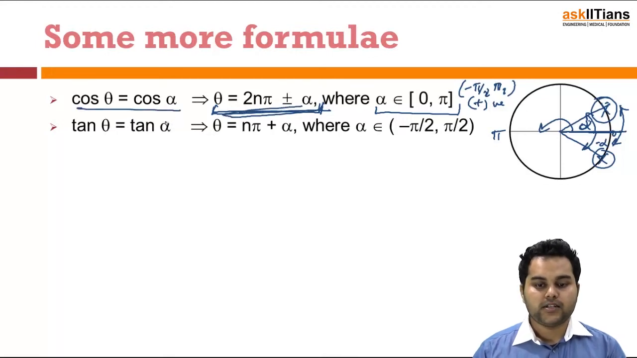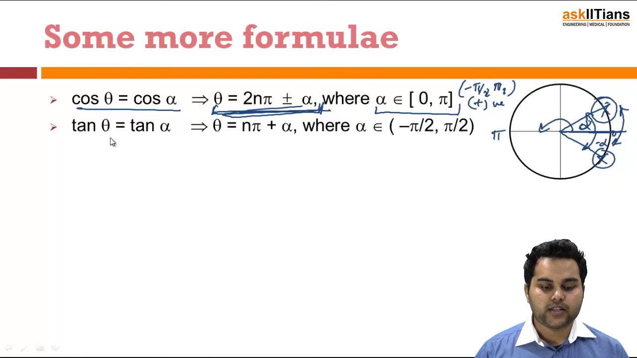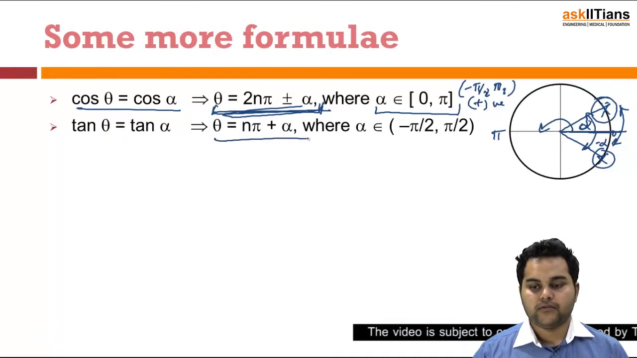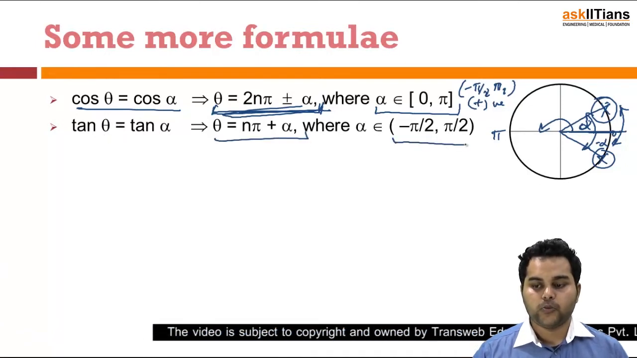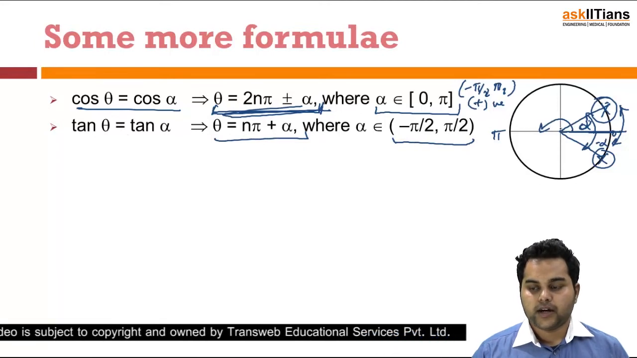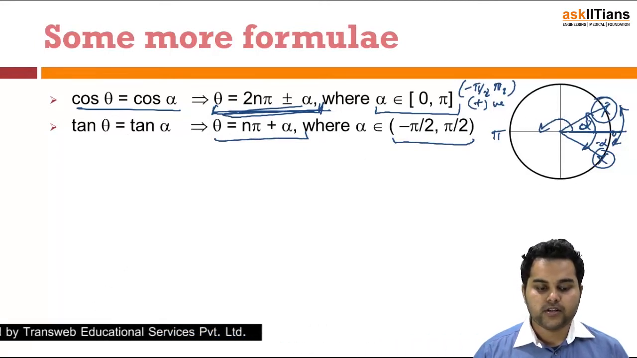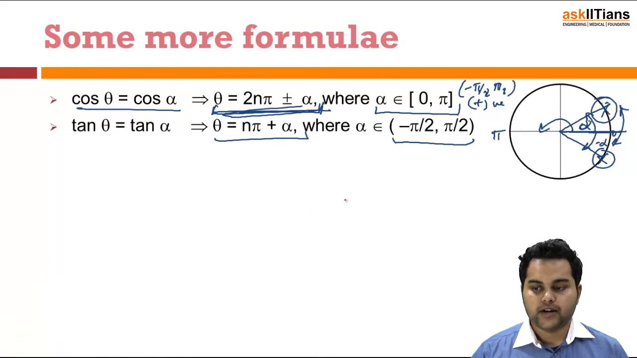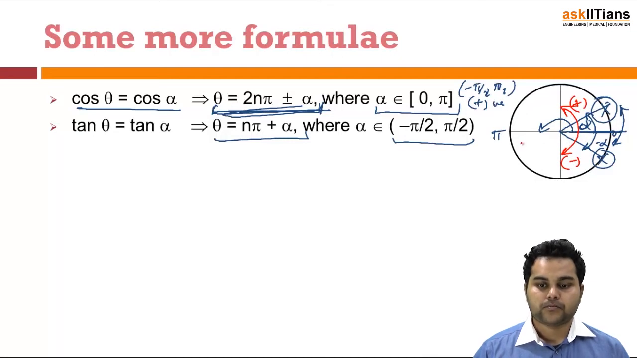Coming to the next part, that is tan theta is equal to tan alpha. I have theta is equal to n pi plus alpha, where alpha is from minus pi by 2 to pi by 2. So again I get two quadrants, one of which has the negative value of alpha, and the other has positive values. That is, tan is negative in the fourth quadrant and positive in the first quadrant. So these two quadrants are defined for the value of alpha.